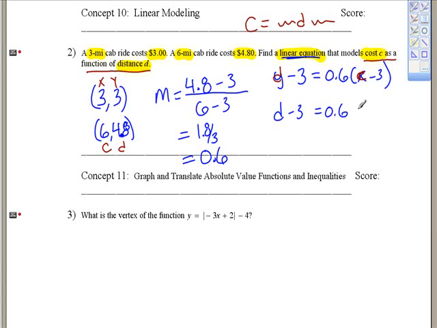Let's distribute here. 0.6 times x is 0.6x. What's 0.6 times 3? Pardon? 1.8? Yeah, we just did that division over here, so it should go the same way. And then add the 3 to both sides. So c is equal to, actually I copied that as an x, it needs to be a d. C is equal to 0.6 d minus 1.8 plus 3, which is 1.2.